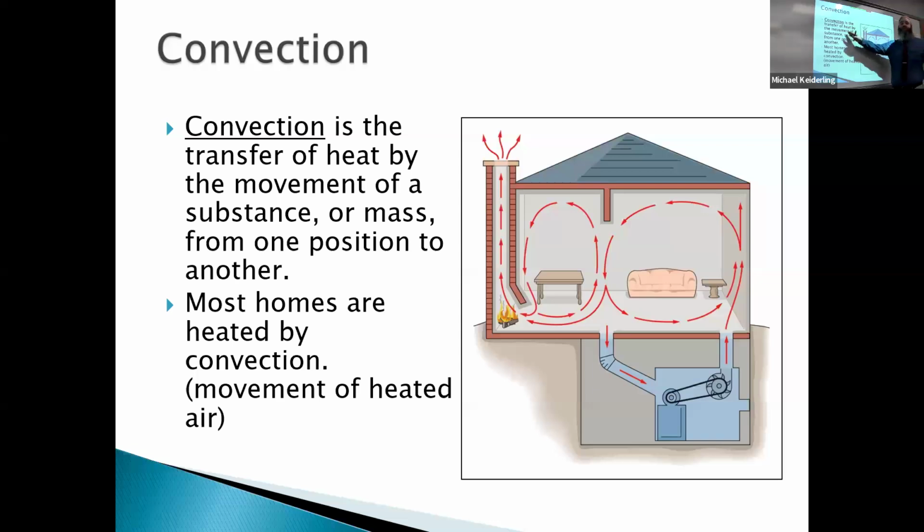Convection is the transfer of heat by movement of a substance or mass. It's usually a gas or a liquid, so it's usually a fluid. In theory, you can have convection by moving solids around. I mean, that basically occurs in the mantle of the earth. Warm rock in the mantle rises, cold sinks, and that drives things like tectonic plates. But it's the transfer of heat by the movement of substance or mass from one position to another. So in theory, you could also move rocks or something.